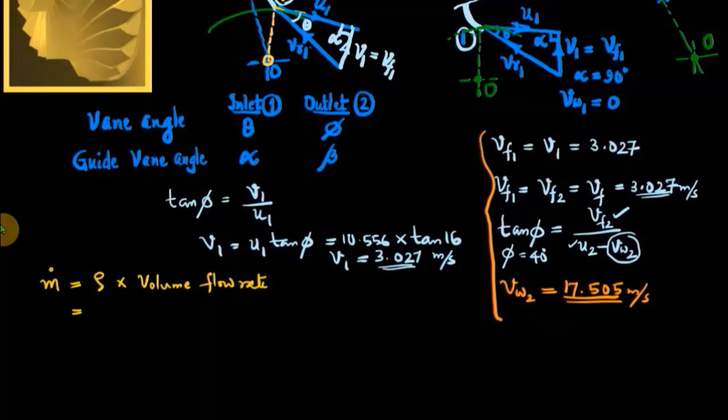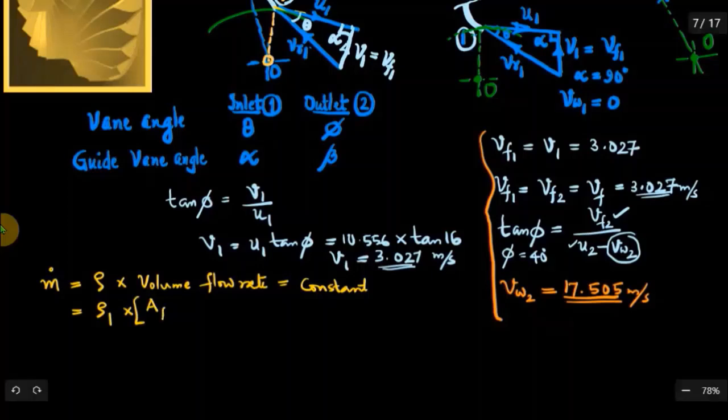So there are two options. Either you may consider inlet condition or outlet condition to arrive at M dot. You have to consider the compressor as a steady flow device, so M dot will be constant. M dot 1 and M dot 2 will be equal. Whatever mass flow rate is coming in will be delivered out. So if you use the inlet condition, it is rho 1 into volume flow rate. How do you find volume flow rate? It is the area of flow.